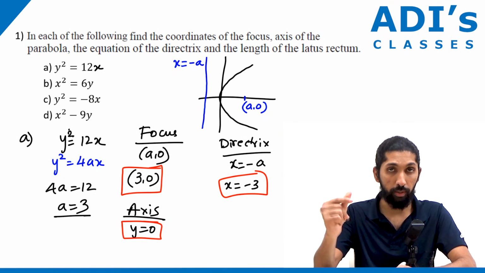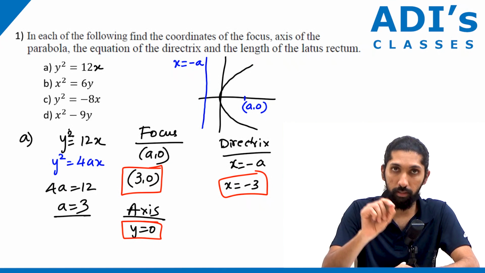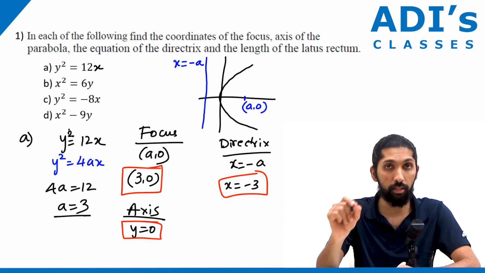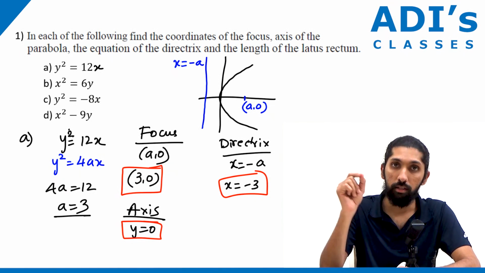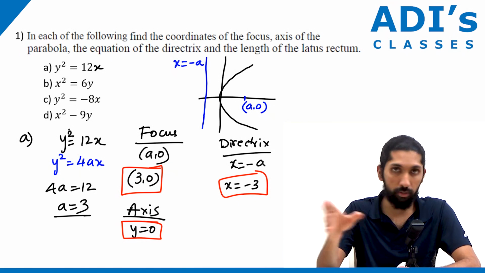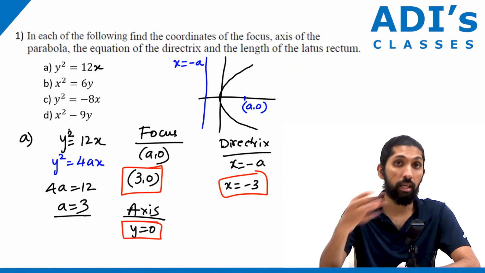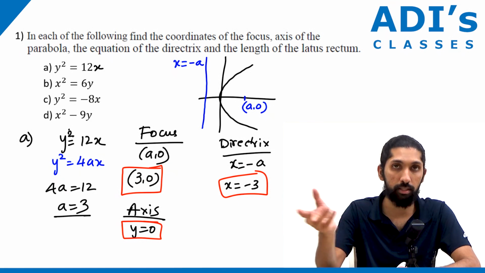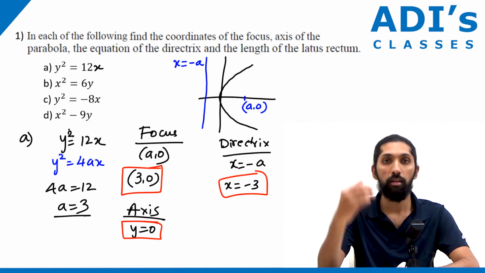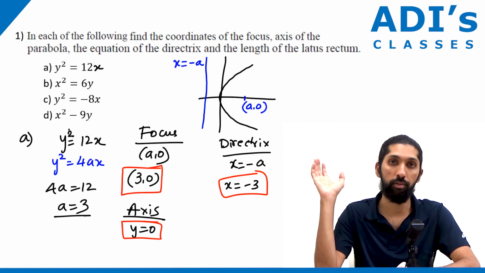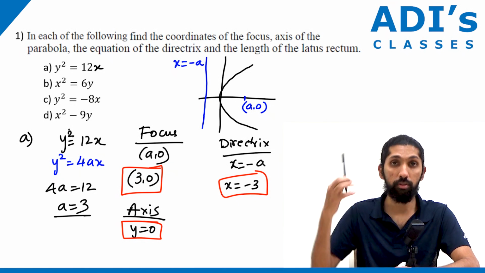So, again, a quick recap of what you need to do. First, find the value of a. And how do you get the value of a? Equate it with the standard form. Any one of the 4 types, compare it with the standard form. Get the value of a, then you can find everything in the parabola. Clear? Now let's do the second question.